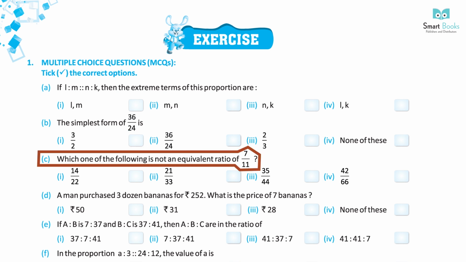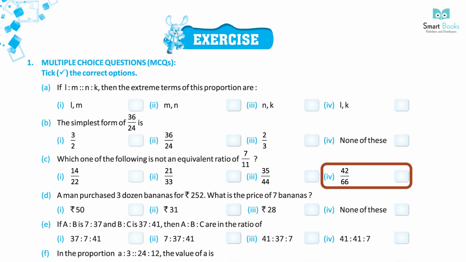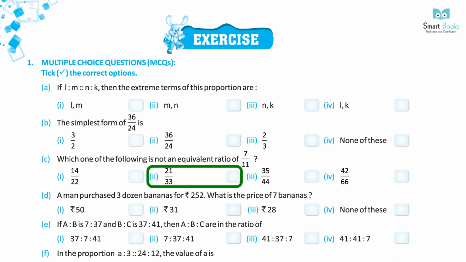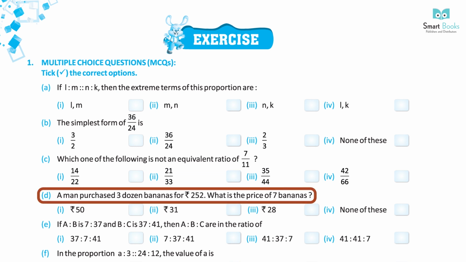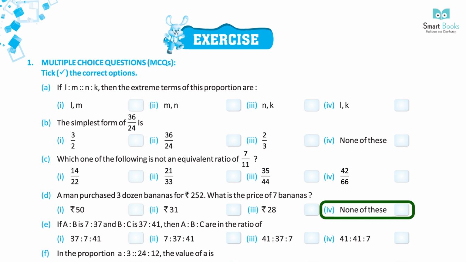C. Which one of the following is not an equivalent ratio of 7 upon 11? First 14 upon 22, second 21 upon 33, third 35 upon 44, fourth 42 upon 66. Solution: second 21 upon 33. D. A man purchased 3 dozen bananas for rupees 252. What is the price of 7 bananas? First rupees 50, second rupees 31, third rupees 28, fourth none of these. Solution: fourth, none of these.